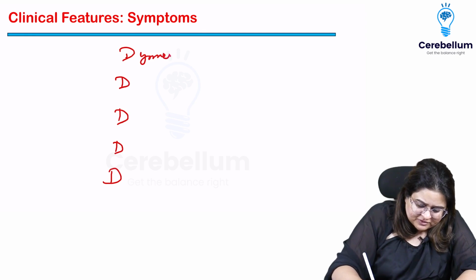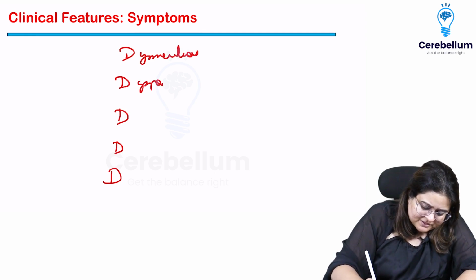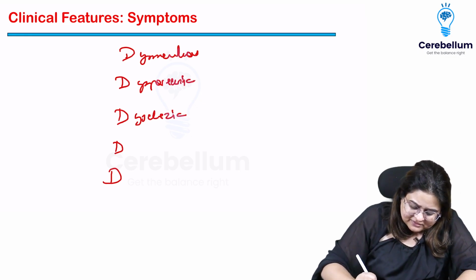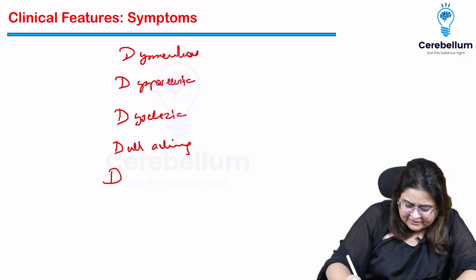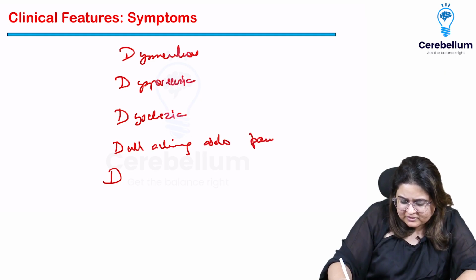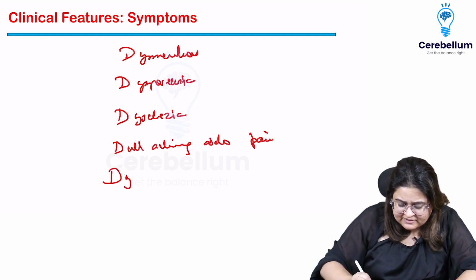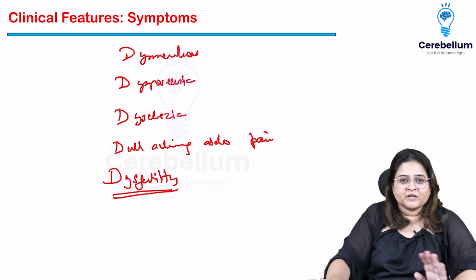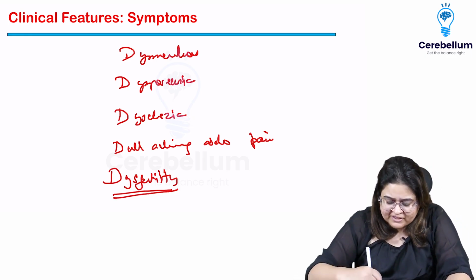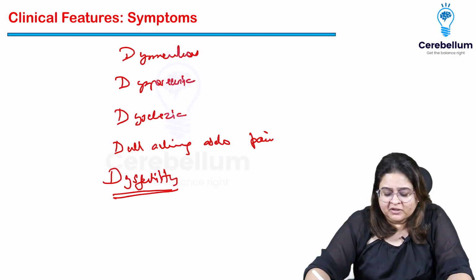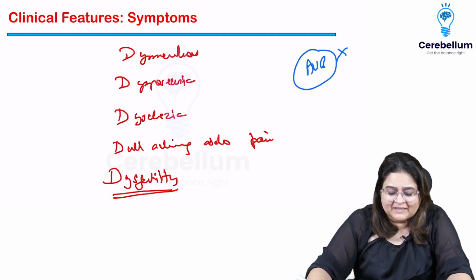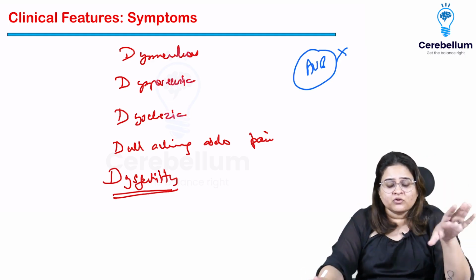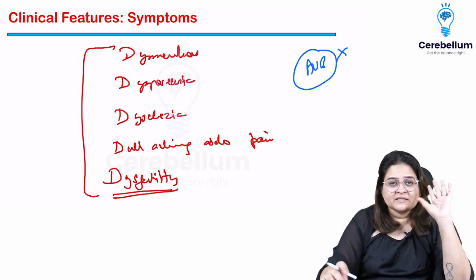So you have dysmenorrhea, dyspareunia, dyschezia, then dull, aching abdominal pain, and the last D is dysfertility. It should be infertility, just to make it a D, it is dysfertility. Okay. Remember, here you are not seeing one important common complaint a woman comes with, which is AUB. So abnormal uterine bleeding is not usually seen in endometriosis. It's an unusual presentation. The more common presentations are the 5 Ds.